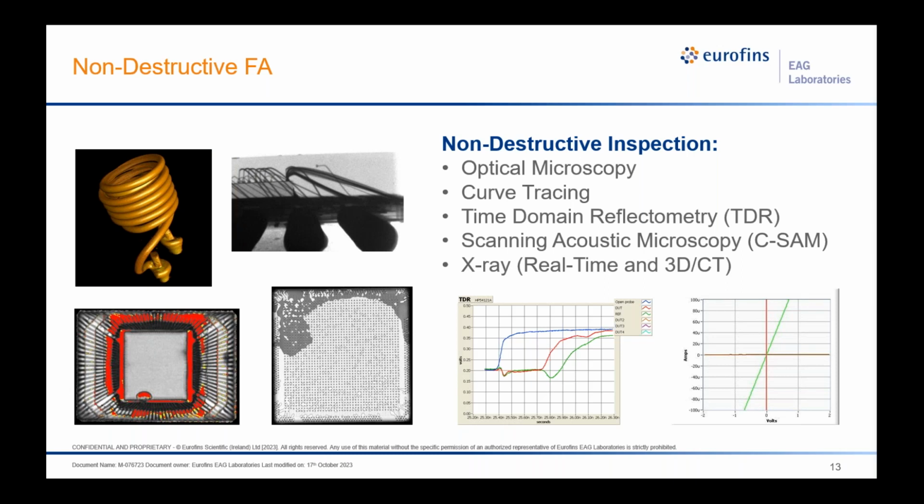The two images on the lower left are CSAM images. The left one is a wire bonded device, and you can see the red and yellow areas are signs of delamination within the package. The image just to the right of that is a flip chip, and you can see there are lots of bump-related problems and delam on that entire upper edge.